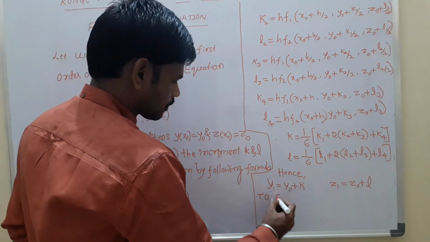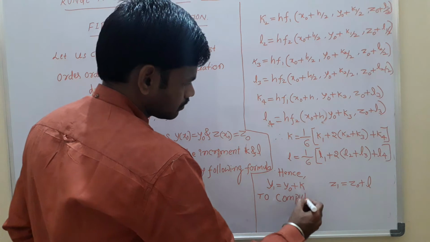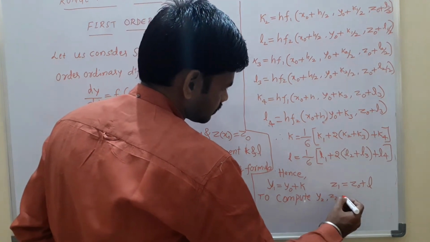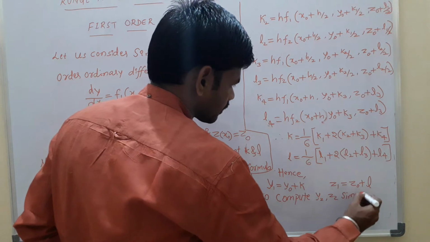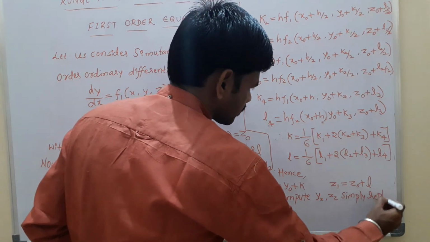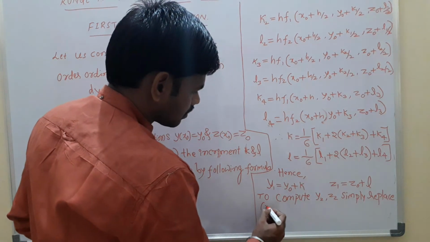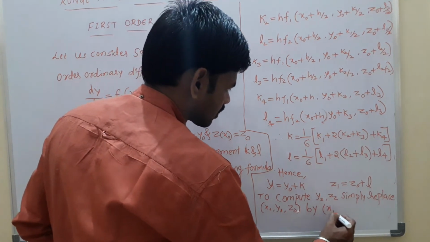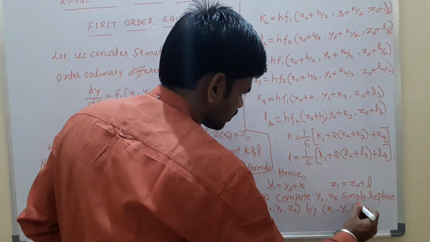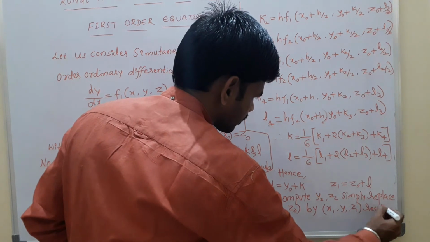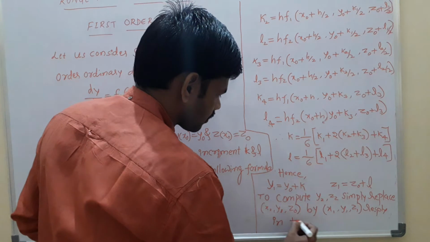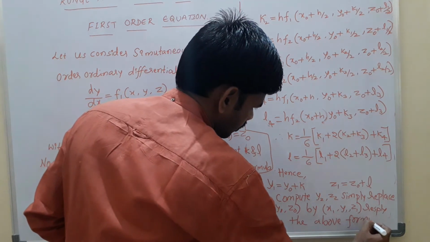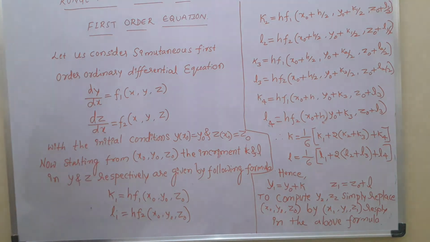To compute y2 z2, simply replace x0 comma y0 comma z0 by x1 comma y1 comma z1 respectively in the above formula.